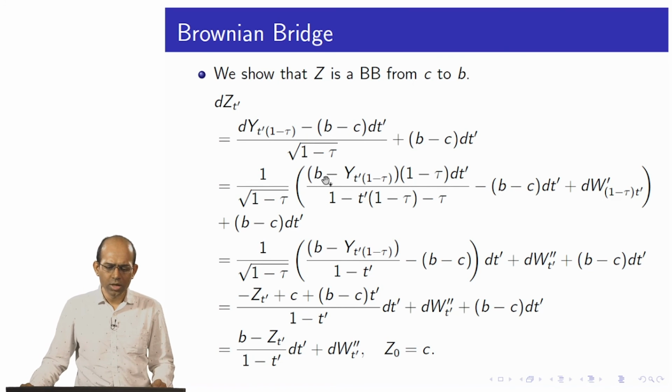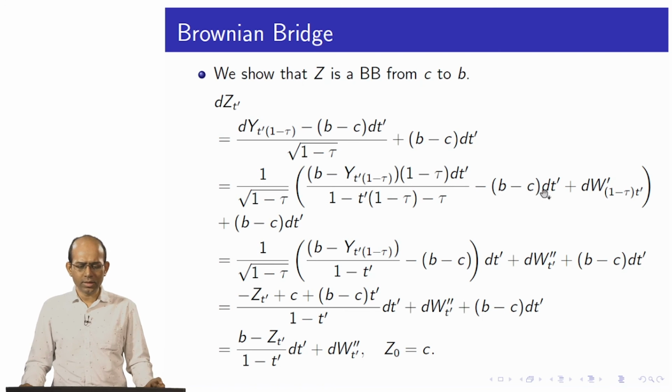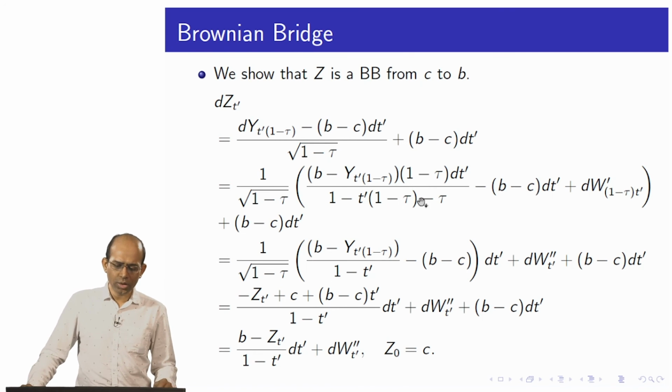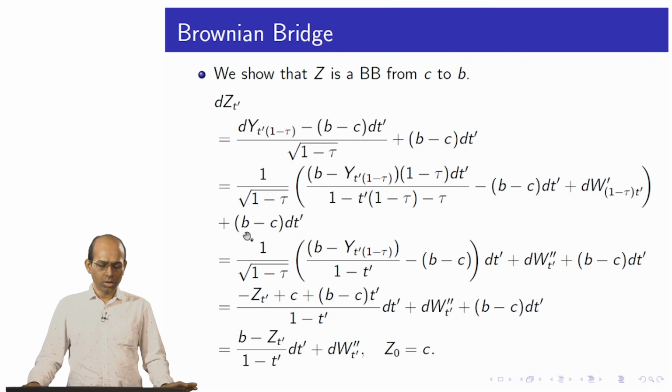So, that I do here. So, b minus y at t prime into 1 minus tau, and here 1 minus t was there. So, I am writing 1 minus t prime into 1 minus tau here, and instead of dt I should write 1 minus tau dt prime. Okay, and from the Brownian motion part I should write dw prime of 1 minus tau t prime. Okay, so these are the things we just do, and then this b minus c dt prime I just have written here. Okay, sounds good.